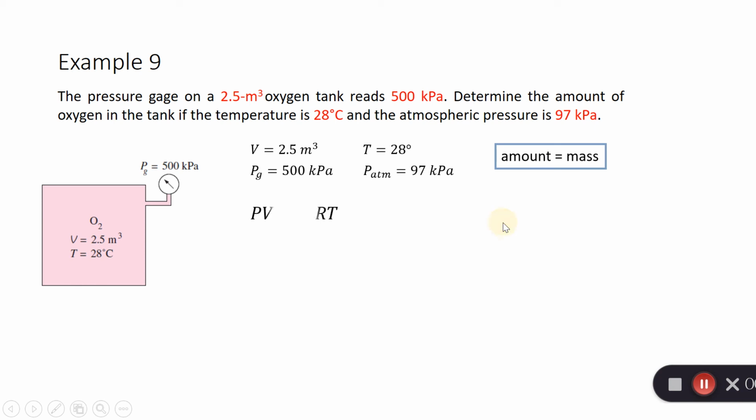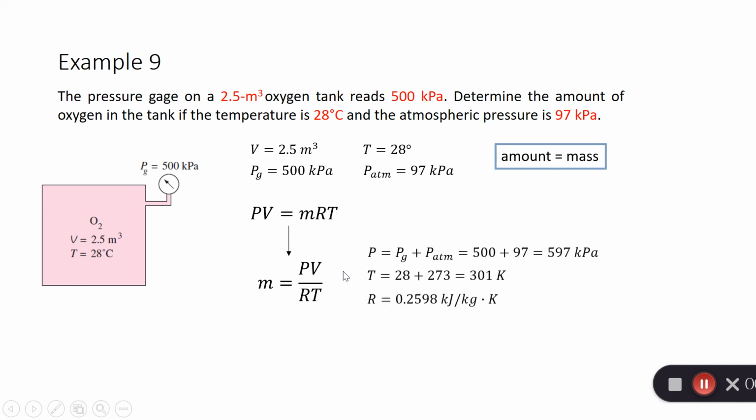To find the mass, we have the ideal gas equation, and then we rearrange to find mass and see, do we have all this information? P, we need to use the absolute pressure. I've not mentioned that yet. P in the ideal gas equation has to be the absolute pressure. Therefore, you need to add gauge pressure plus atmospheric pressure. What else? Temperature has to be in Kelvin, so 28 degrees plus 273.